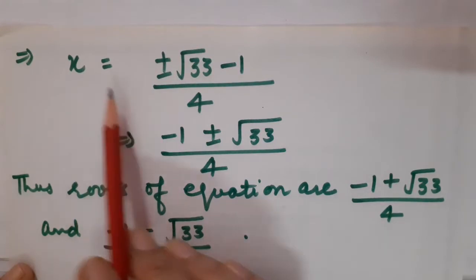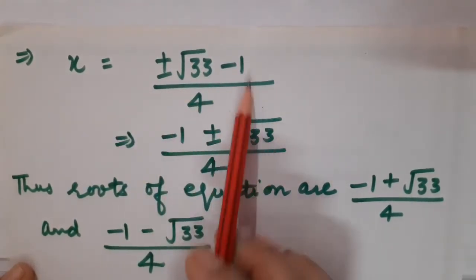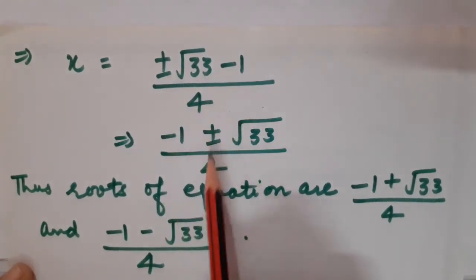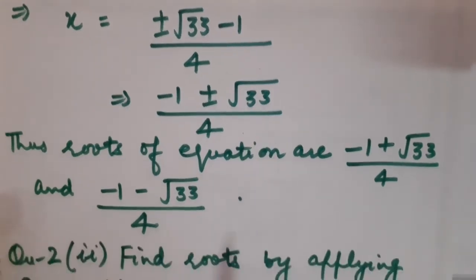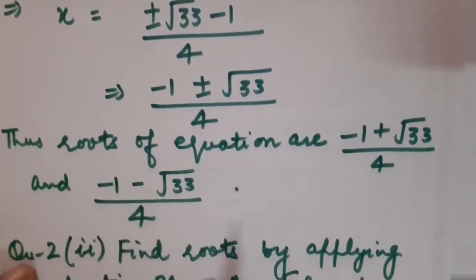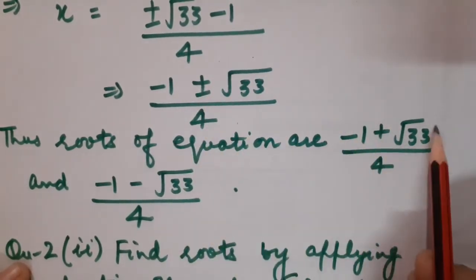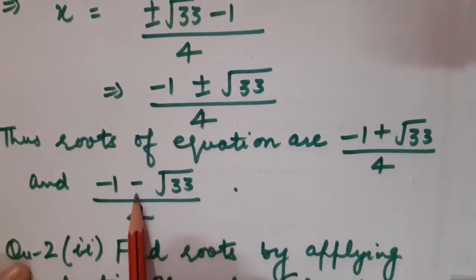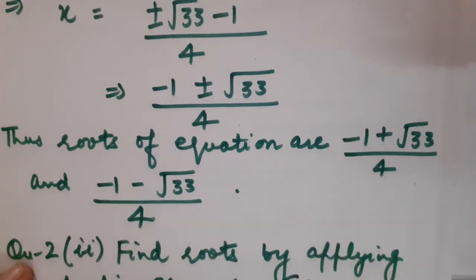So what is the value of x? That is plus minus root 33 minus 1 upon 4. Can I write it like this? Minus 1 first, then plus minus root 33 upon 4. So thus, what are the roots of the given quadratic equation? Number 1, minus 1. First I have taken with the plus sign, plus root 33 upon 4. And another one I have taken with the minus sign, that is minus 1 minus root 33 upon 4. Correct, children? Any confusion? No?